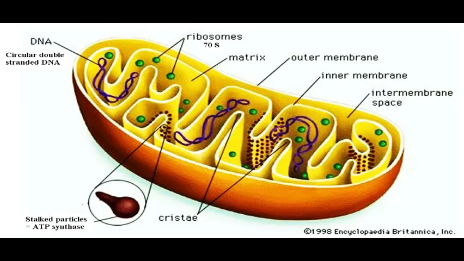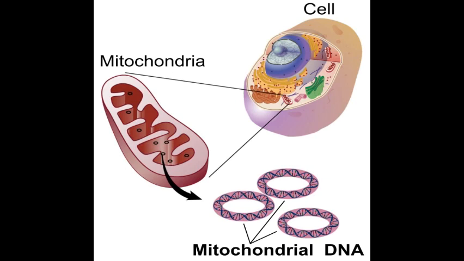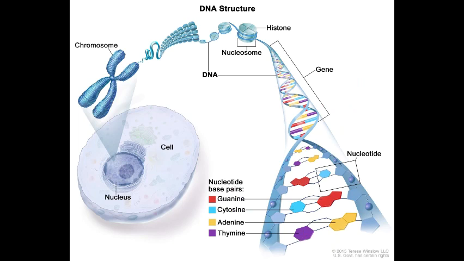Mitochondria can divide by binary fission, not by mitosis. Mitochondrial DNA is circular, not complexed with proteins. Carries a few genes. Many copies inside each mitochondrion. While nuclear DNA is linear, complexed with proteins. Carries all genes, that is called genome.